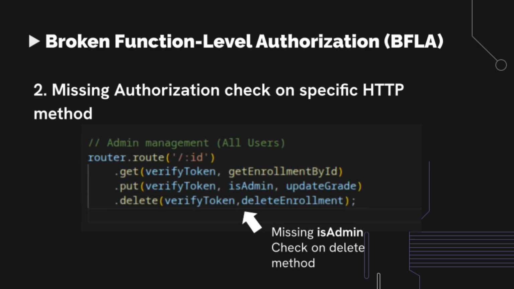Here we have another example of broken functional level authorization. Sometimes developers may forget to add an authorization check on newly created routes in the system. Missing this authorization check is one way of introducing broken functional level authorization vulnerabilities. Here the update route is protected with isAdmin middleware, so only an admin user can update grades. But the delete route is missing an authorization check and only verifies authentication. So while one method on the route is properly protected, another method on the same route is left exposed.